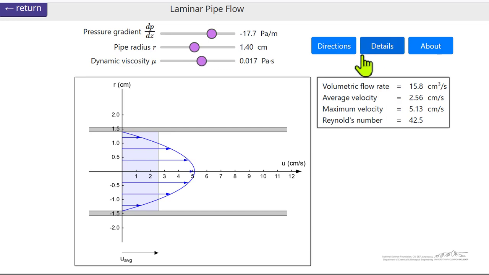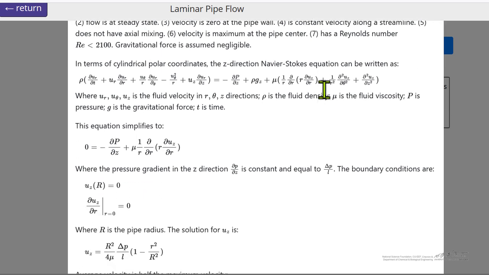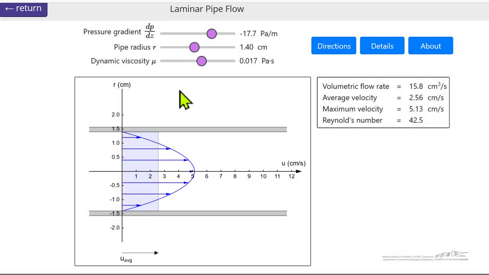In this simulation, the equations that are used are presented in the details. The idea of the simulation is to help you visualize what flow in a pipe is like when we have laminar flow and not turbulent flow.